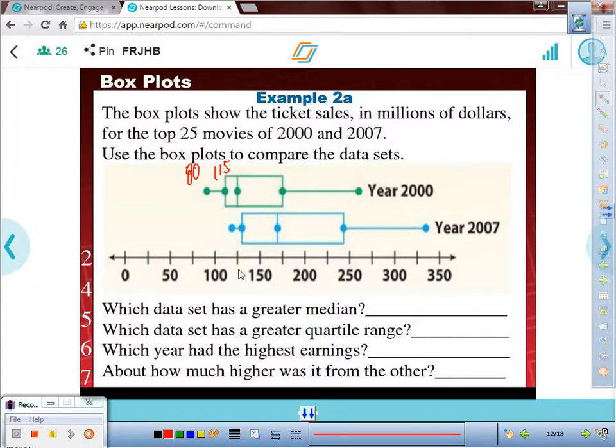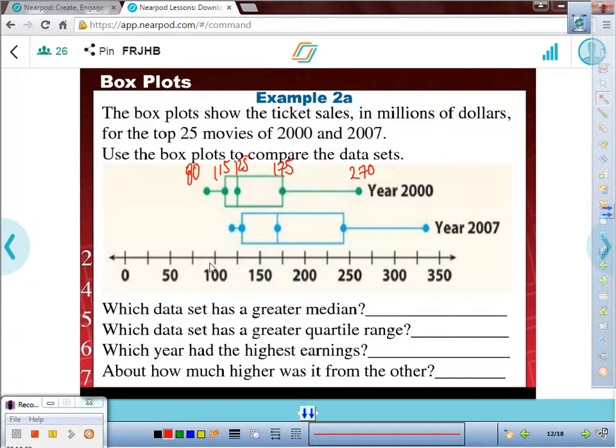Q2, which is the median, is about how much? 125. Q3 is about 175. And the maximum is about 270. I'm going to say 270. Are we there so far? So we're done with this one. Let's go to the second one.